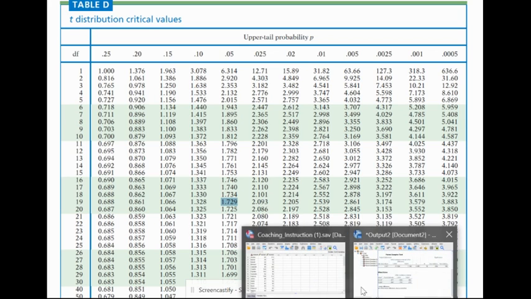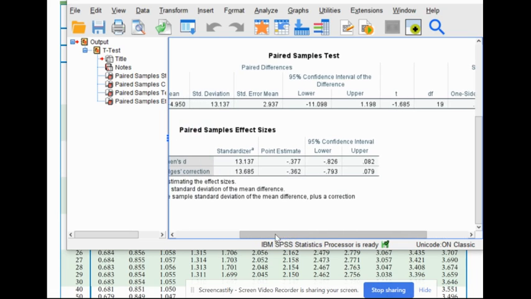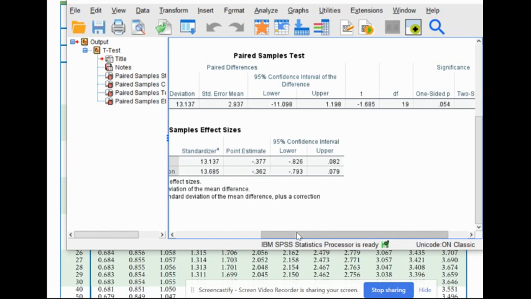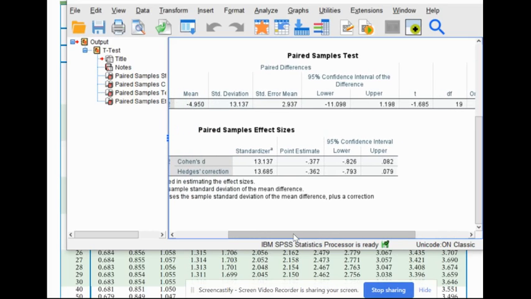So let me go ahead and come back to my chart. And since my t-value is 1.685, that's less than the 1.729 required. So that's yet another indication that we don't really have a statistical significance in terms of the difference between the two scores. It's close, but it's not enough to be considered statistically significant.